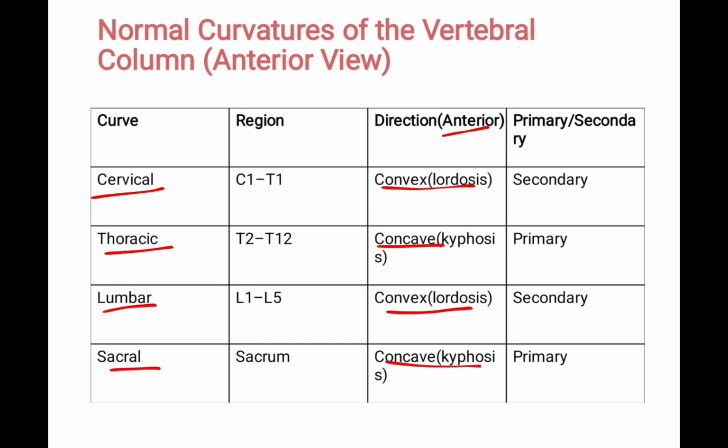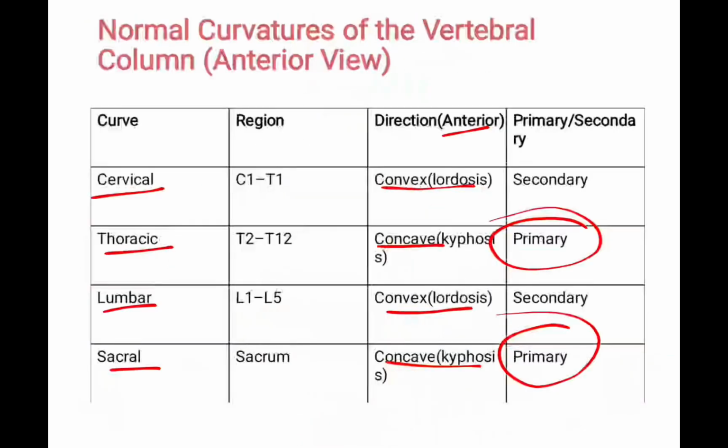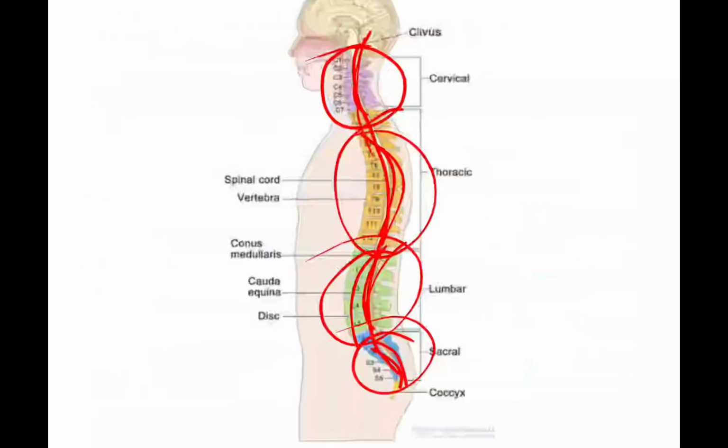So the primary curvatures are the thoracic and the sacral. Thoracic and sacral are the primary curvatures, take note of that, while the secondary curvatures are the lumbar and the cervical. So that is that about that.